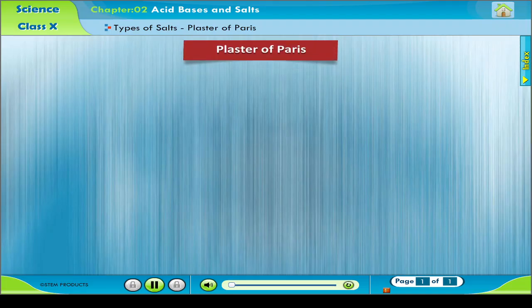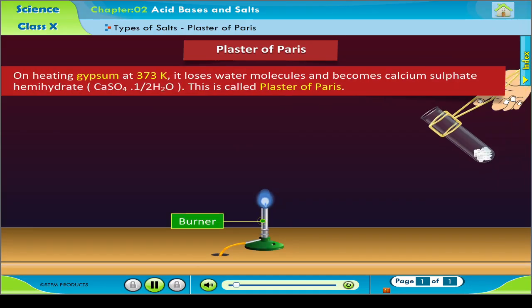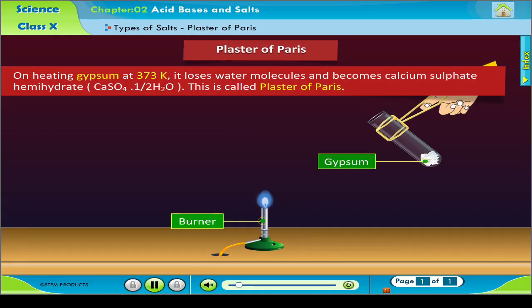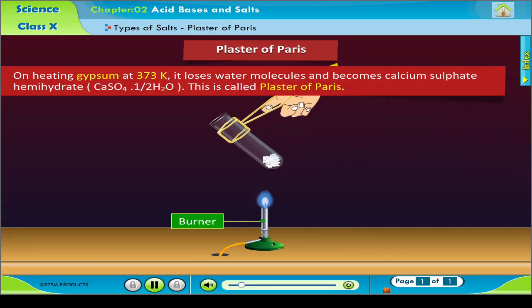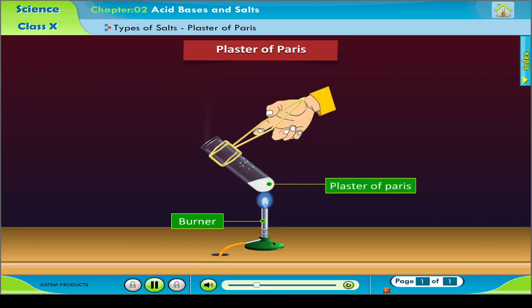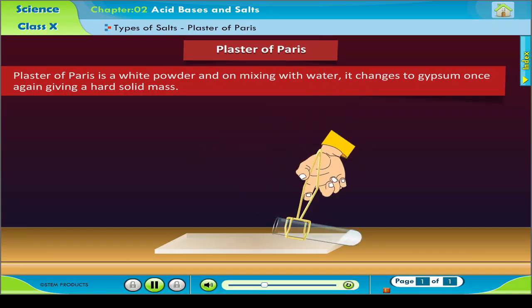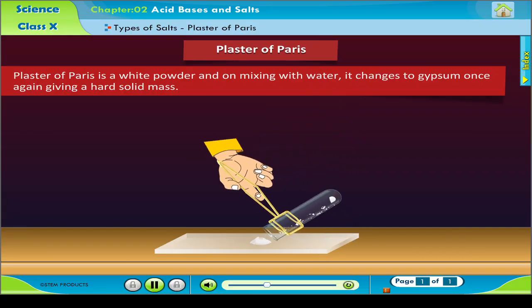Let's understand plaster of Paris. On heating gypsum at 373 Kelvin, it loses water molecules and becomes calcium sulfate hemihydrate, CaSO4 into half H2O. This is called plaster of Paris. Plaster of Paris is a white powder, and on mixing with water, it changes to gypsum once again, giving a hard solid mass.